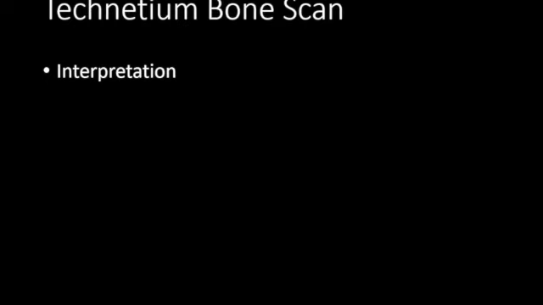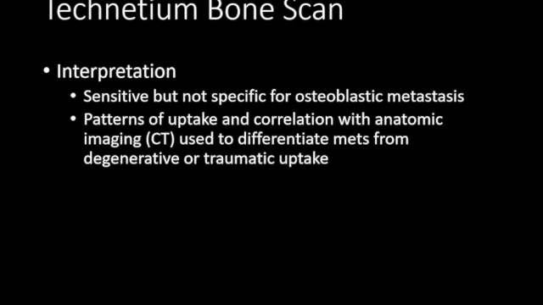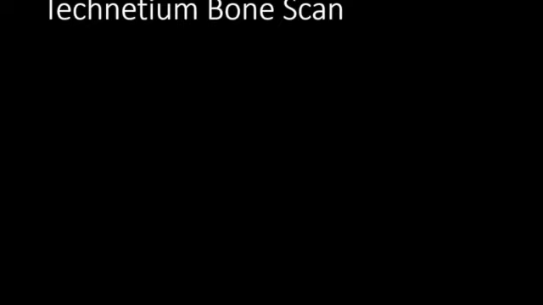Some basics of interpretation for the technetium bone scan. This is a very sensitive test, but not a specific test for osteoblastic metastasis. Other causes of increased bone turnover, such as healing fractures or degenerative changes, would also have increased uptake on bone scan. We determine if an area of uptake is suspicious based on the pattern of uptake with the overall appearance of the bone scan, as well as correlating with anatomic imaging, mainly CT. We use these two factors to differentiate metastasis from degenerative or traumatic uptake.